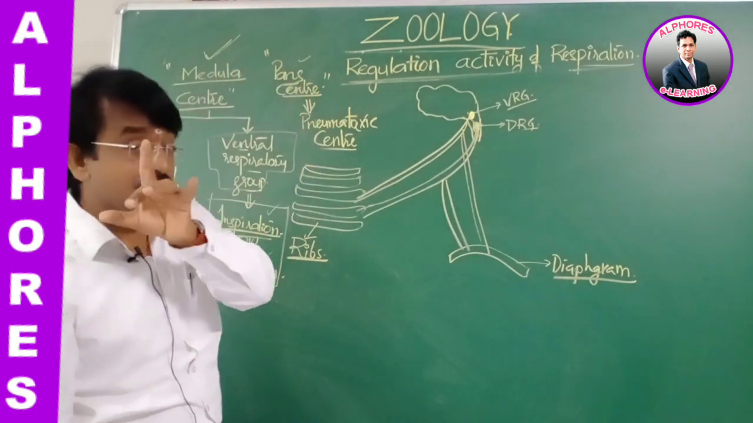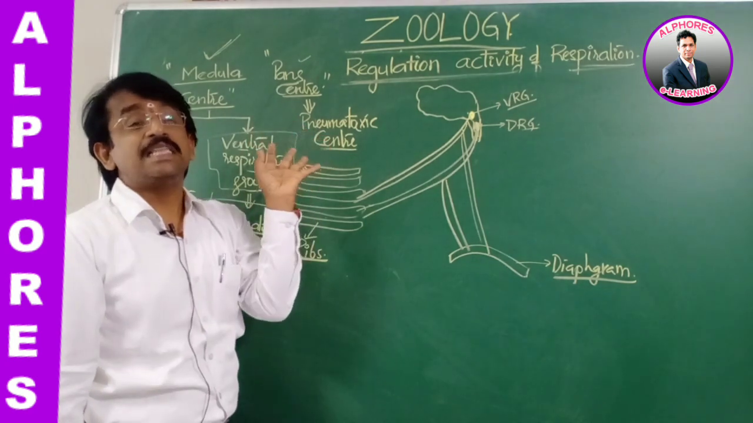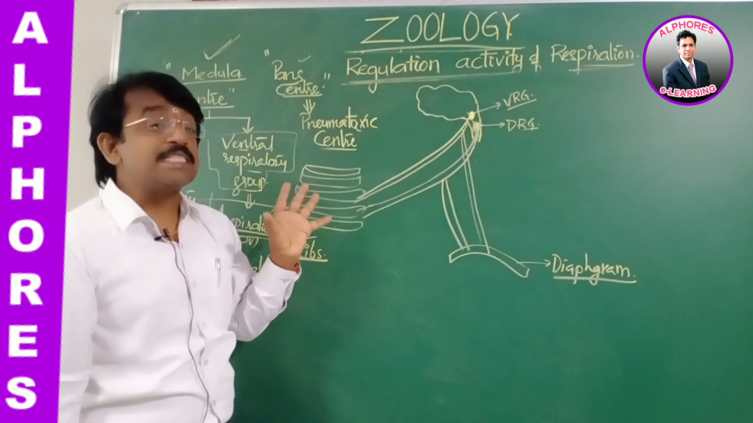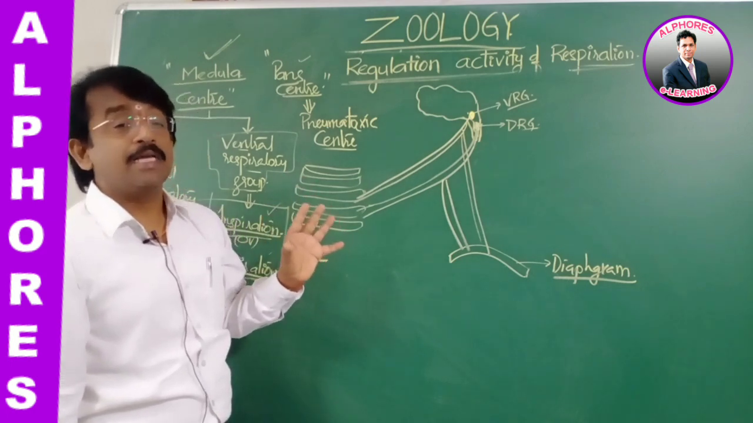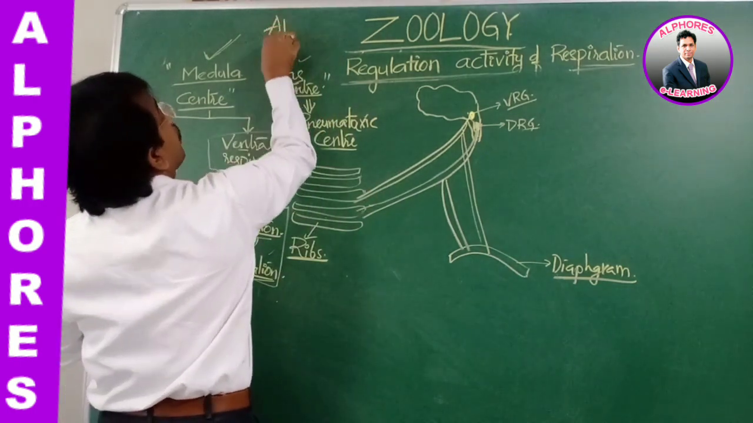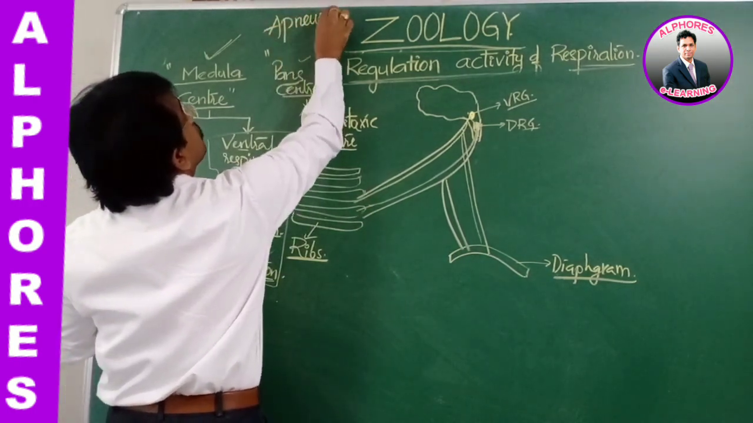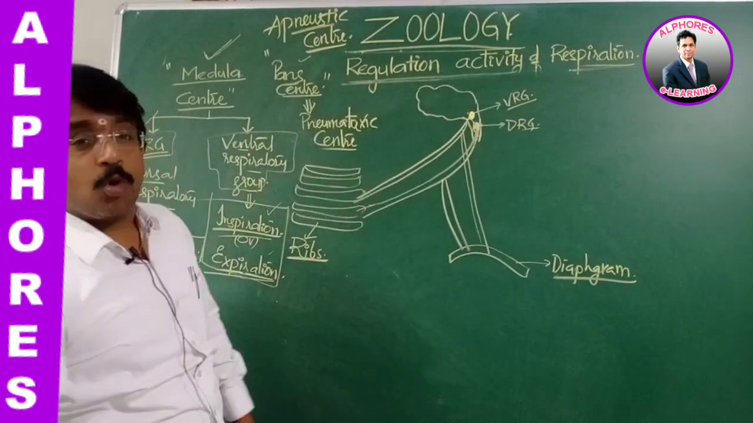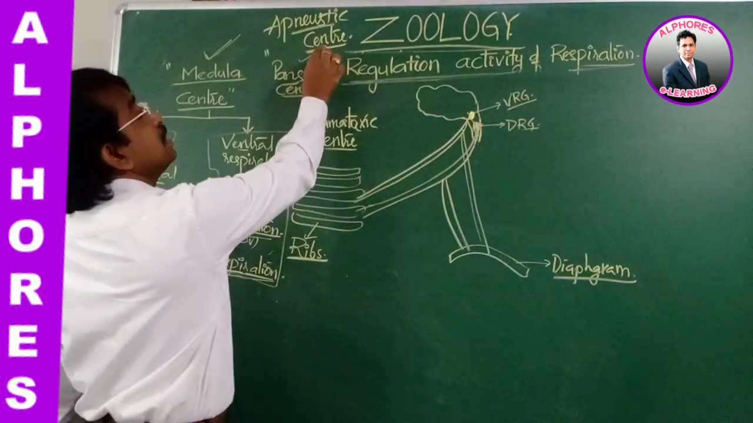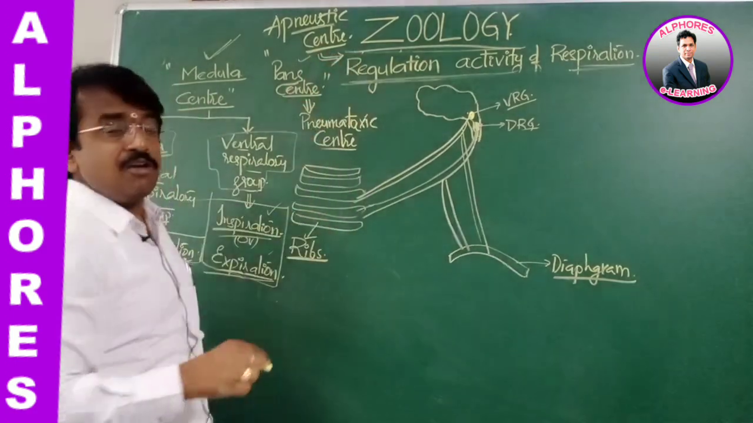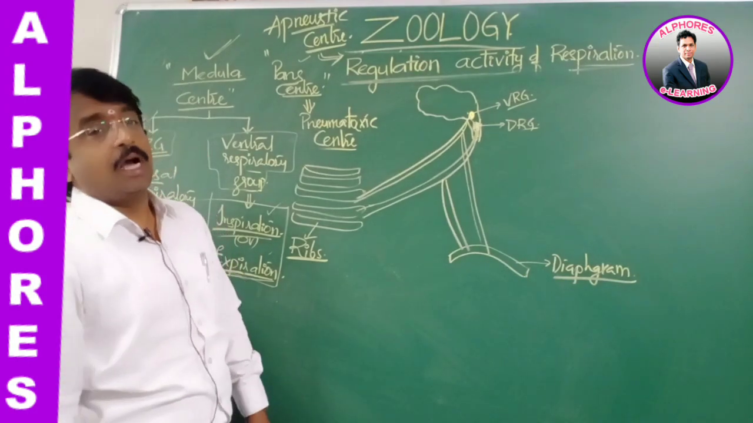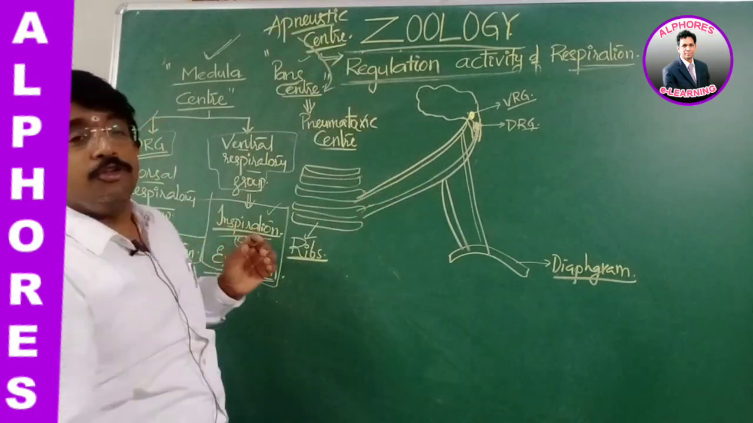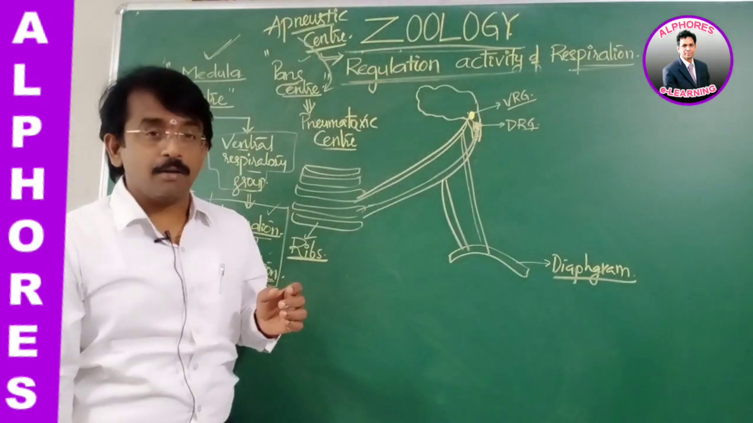One more center is also present, that is the apneustic center, which is hypothetical. It is considered to be the apneustic center and the pneumotaxic center. However, its function is not clearly understood. It is considered that the apneustic center also works with the pneumotaxic center.